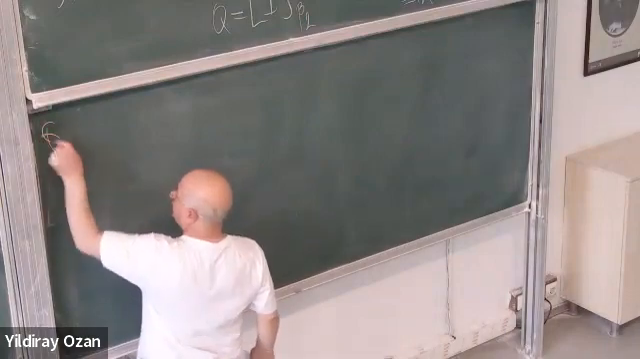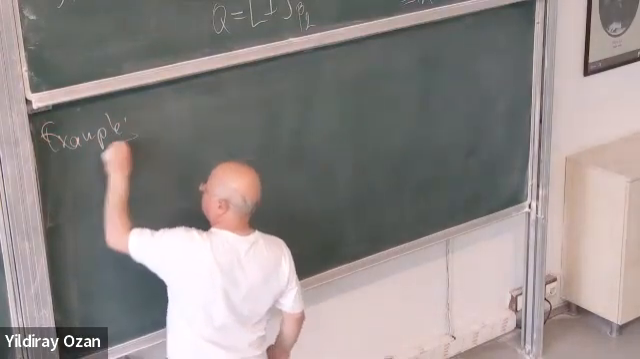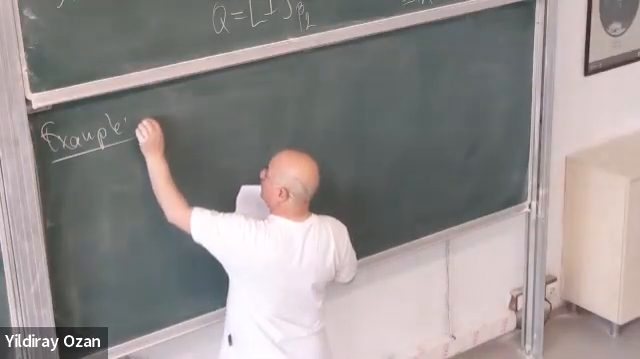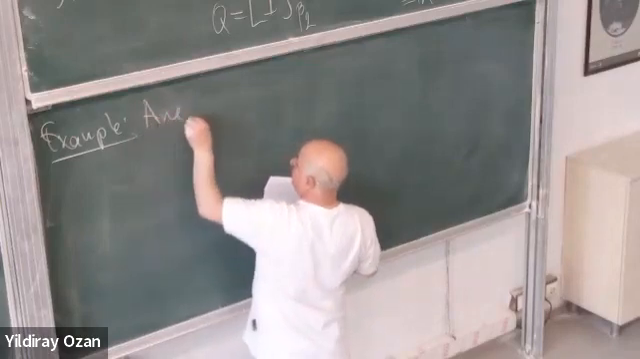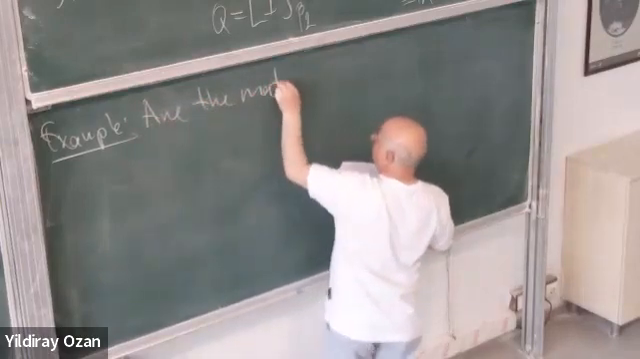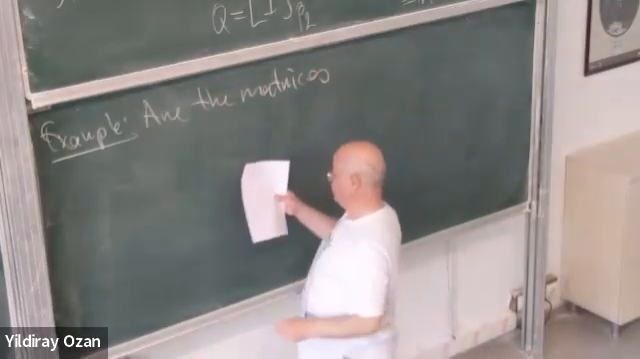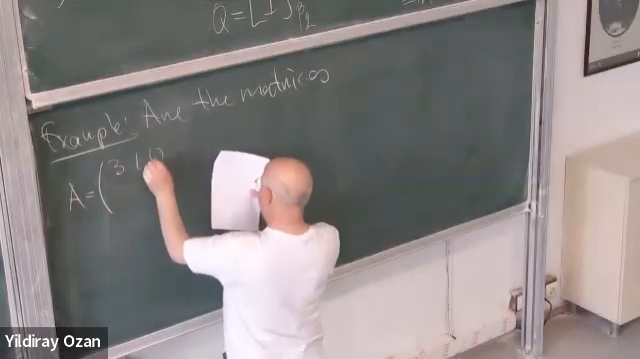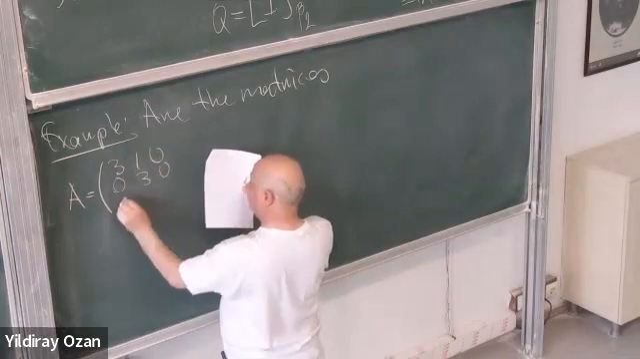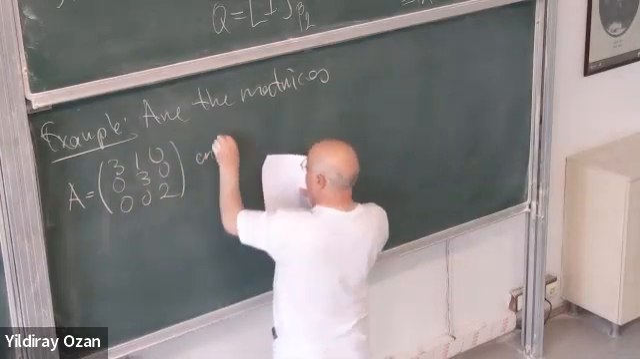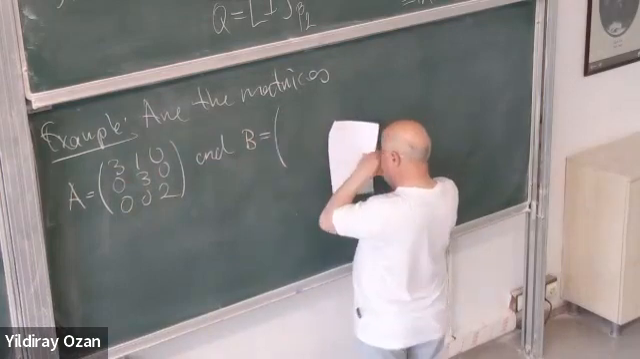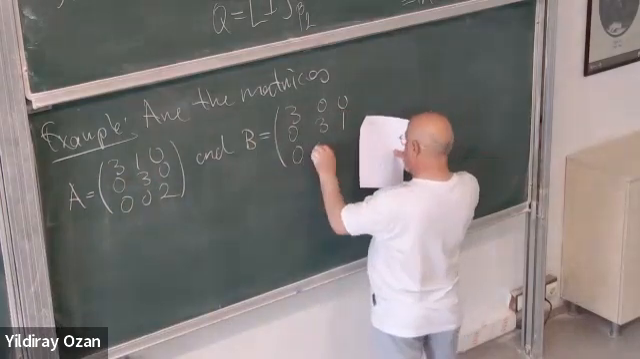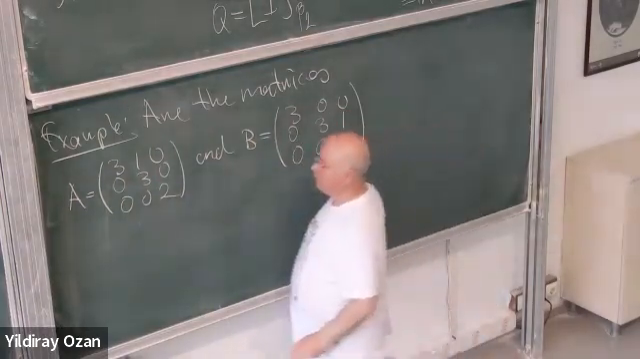Okay, so there is this question. Our matrices A, 3 1 0, 0 3 0, 0 0 2, and D, which is just 3 0 0, 0 3 1, 0 0 3, similar?